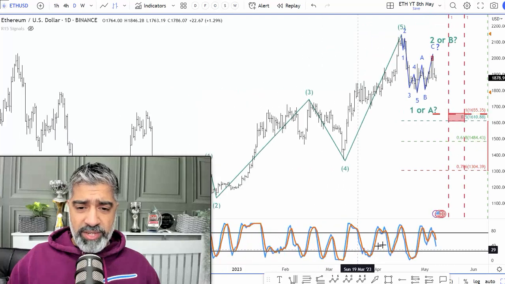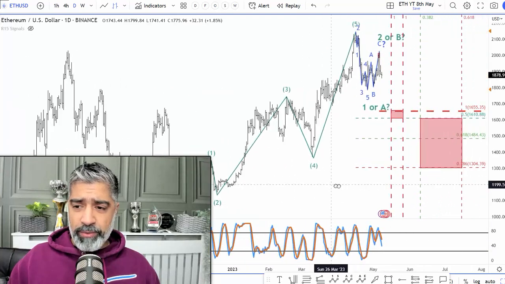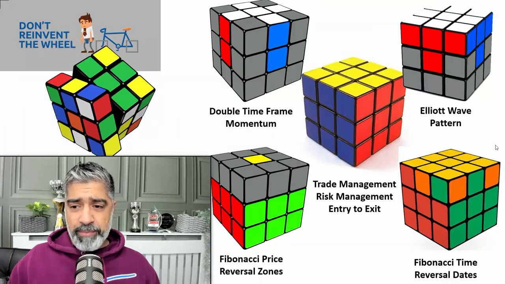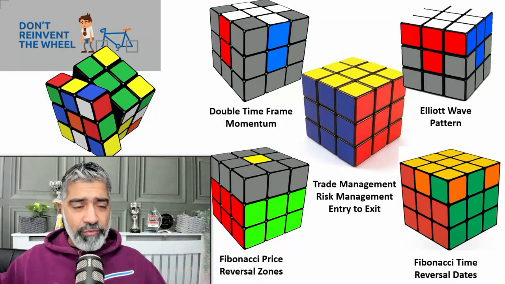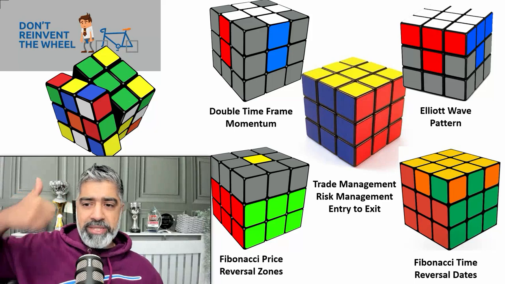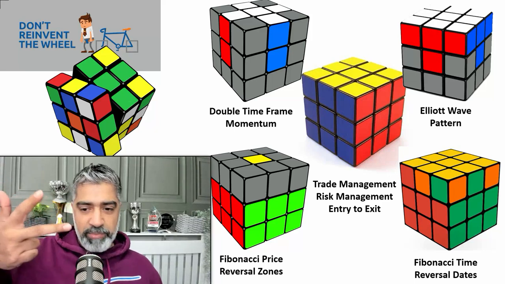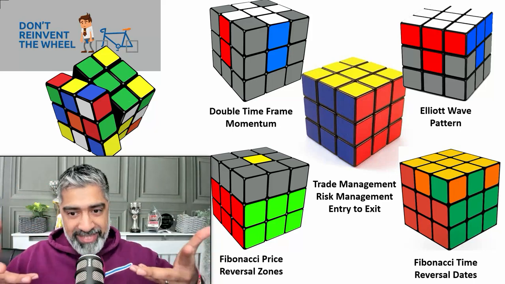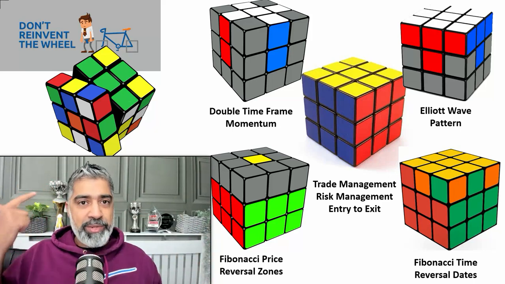if I just bring it all together, we've got the 5 steps. Don't reinvent the wheel. We've got double time frame momentum. We've got Elliott wave pattern. We've got Fibonacci price reversal zones. We've got time reversal zones. And now we're on the business plan side of things: trade management, risk management, entry to exit.